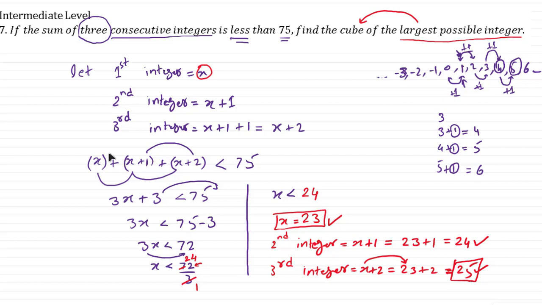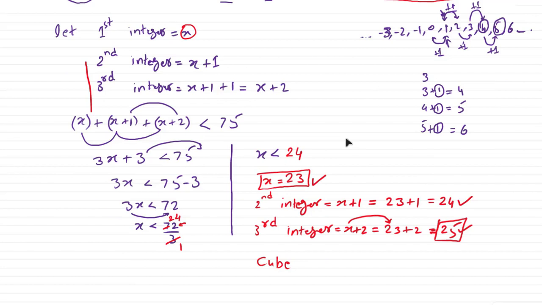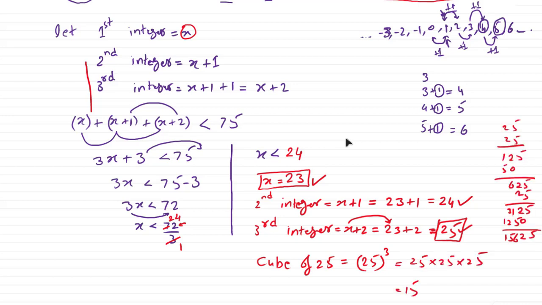So we will find cube of this largest possible integer, and cube of this integer will be cube of 25, which is equal to 25 cube. Multiplying 25 by itself 3 times, it will be 15,625. So it is the cube of largest possible integer.